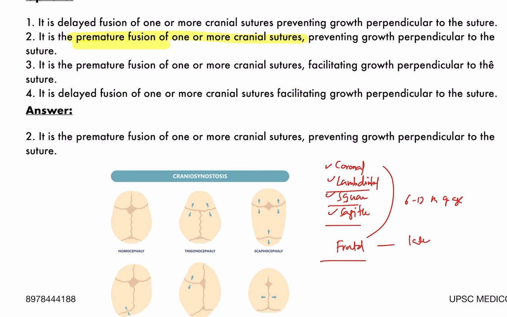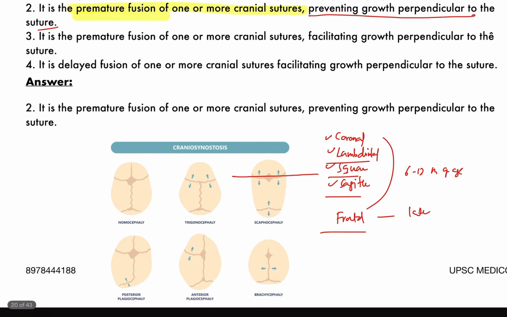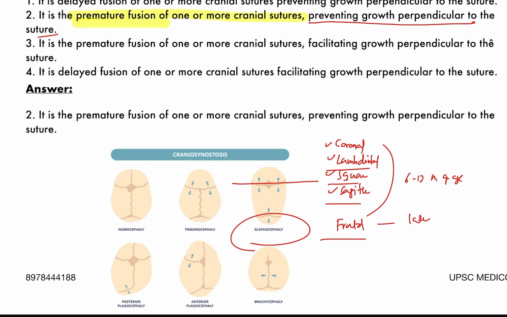Now when they fuse prematurely, they actually prevent growth perpendicular to the suture. Okay? Perpendicular to the suture, not in parallel lines to the suture. Because of that, if there is sagittal suture involvement, it leads to scaphocephaly. This is sagittal suture involved. So there is prevention of growth perpendicular to the suture.